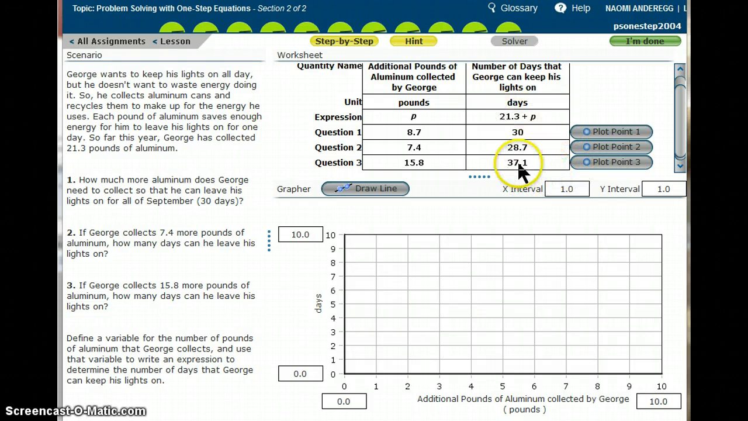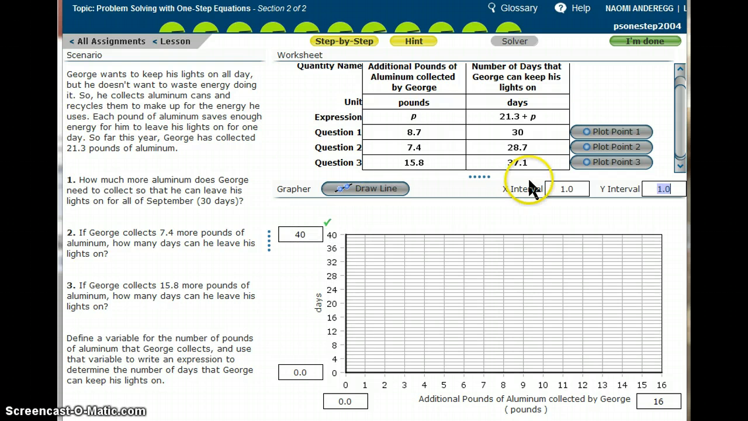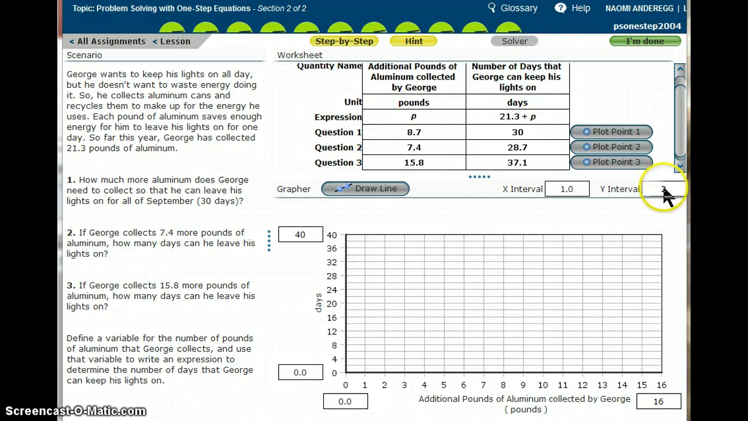Now I have 3 points I can use to graph. I need to make sure my axes are set up to appropriate intervals to start with. My largest x value is 15.8, so I might make this go up to 16. And then my largest y value is 37, so maybe I'll make this go up to 40. These intervals will work. I could make that 2 or 3 if I'd prefer. And I just need to plot points.